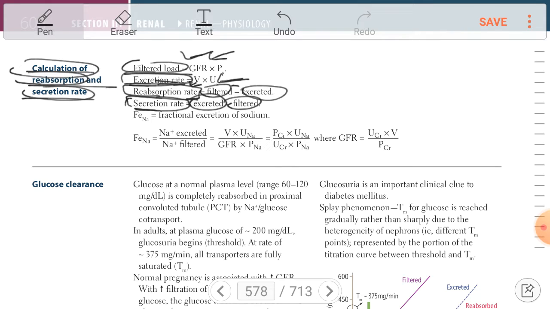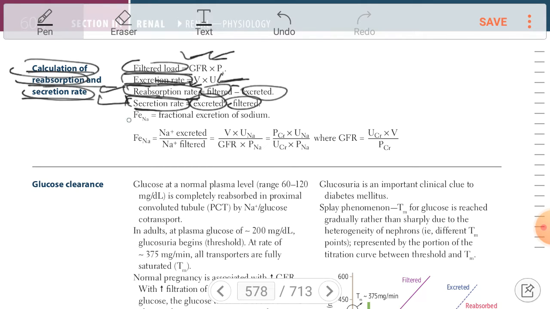So again, reabsorption means the filtration is more than the excretion, so this amount will go into reabsorption from the tubule into the afferent arteriole. Then secretion means excretion more than the filtration. So the difference between them equals the secretion from the afferent arteriole into the tubule.